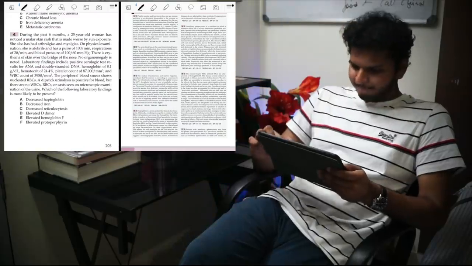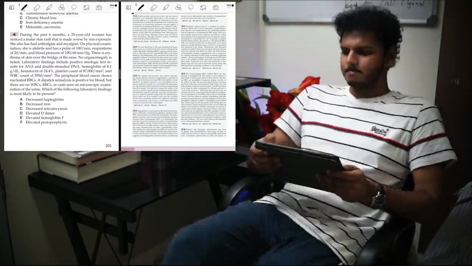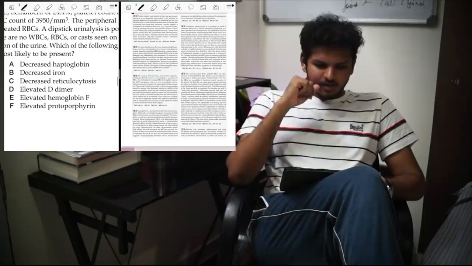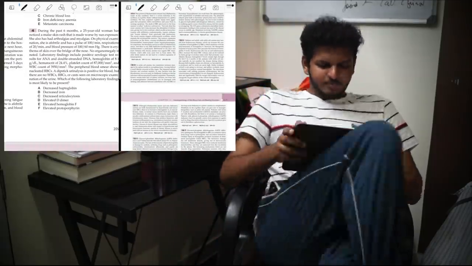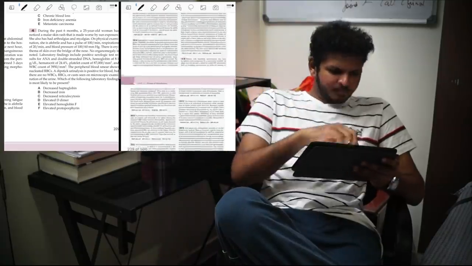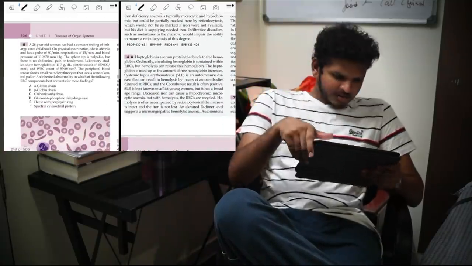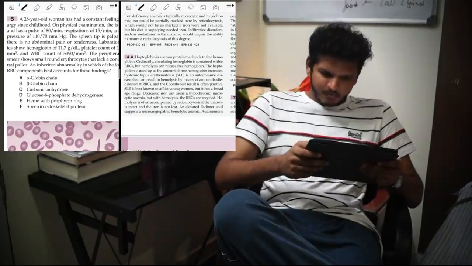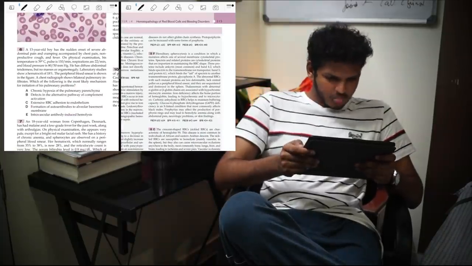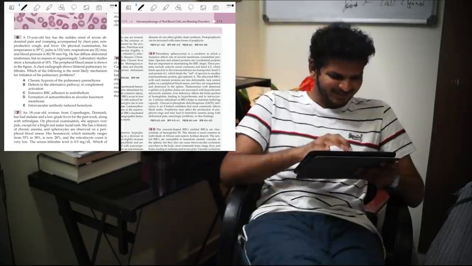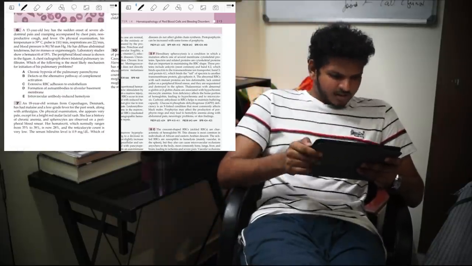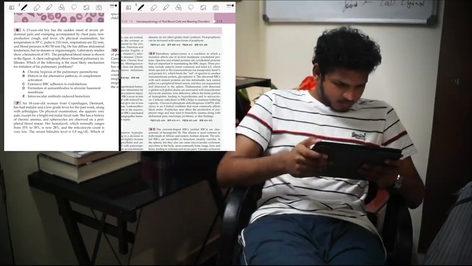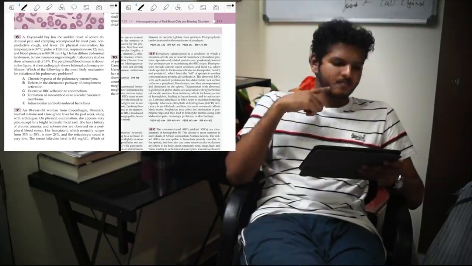Anyways, after all of this, I went on to do some active learning of my own, and I started with solving clinical cases on the official review book of Robbins. You can find it on the internet. And the section that I'm solving over here is hematopathology of red blood cells and bleeding disorders. Solving cases actually makes me feel like I'm a real doctor while still being in second year.